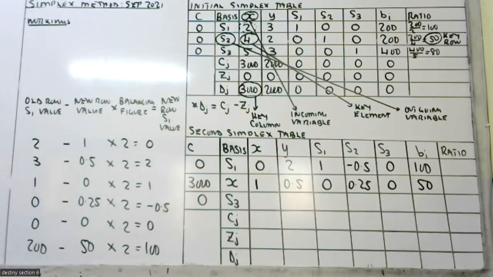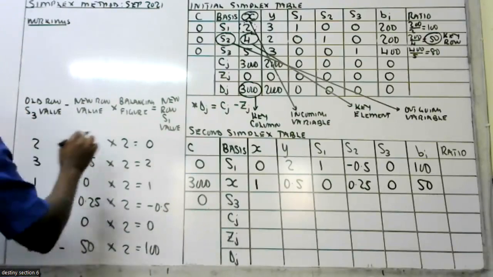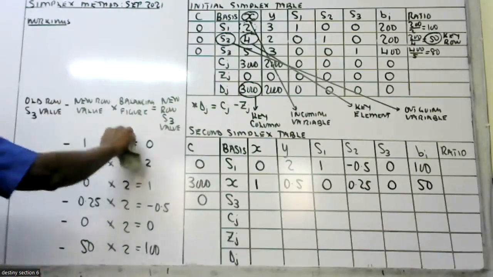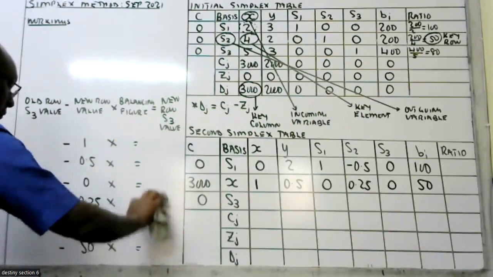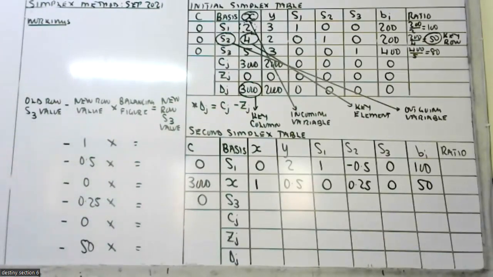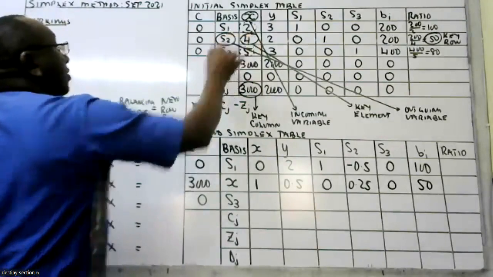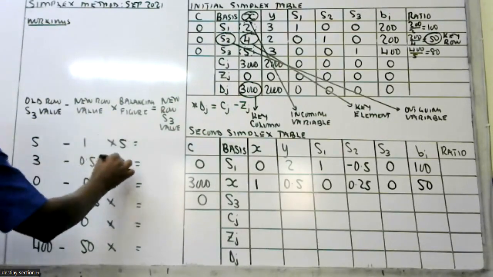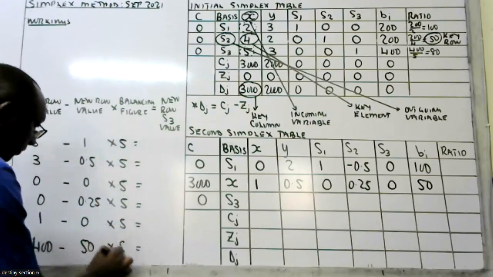If we have done that, tukuje sasa kutafikiria S3. So we will say old row S3 value, alafu hapa new row S3 value. So the new row still remains. So when I come to the old row, I will have 5 here. I have 3, I have 2 zeros followed by 1, followed by 400. And the balancing figure is this 5, the value at the intersection of the key column and the key row. So this is 5, 5, 5, 5, 5, 5.